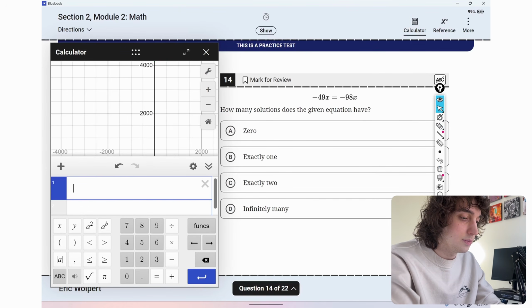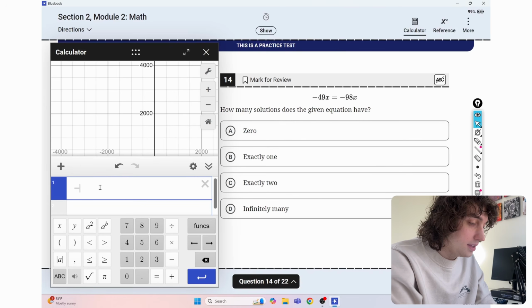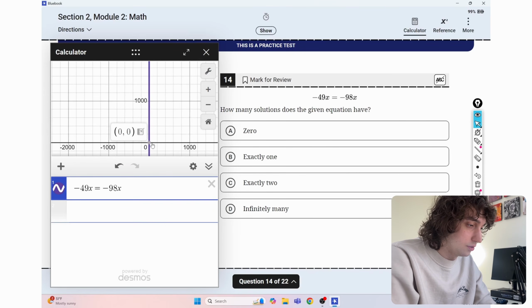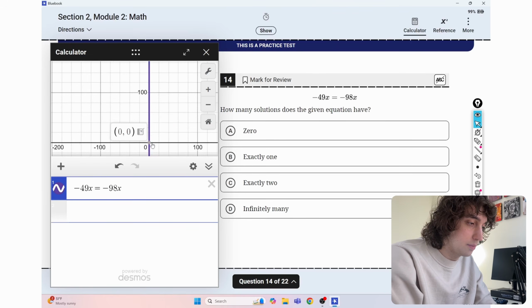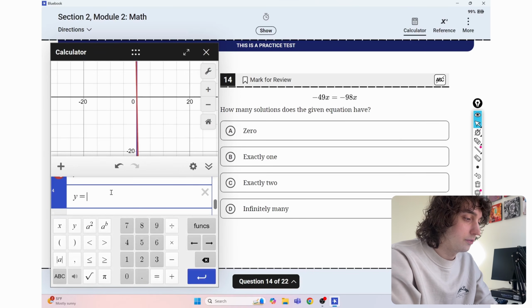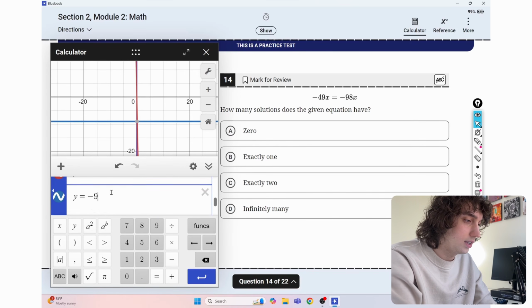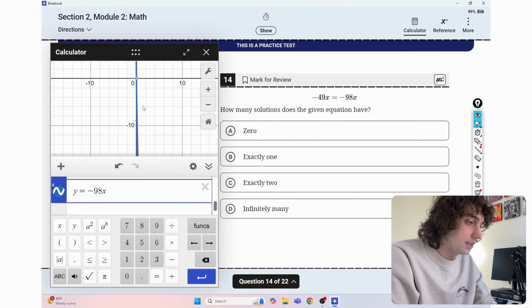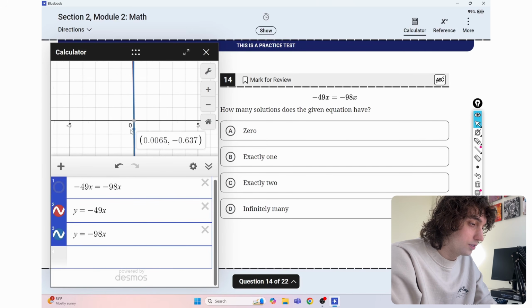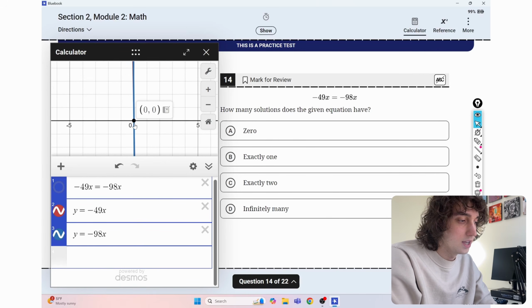So you can go into Desmos and you can type in the equation, negative 49x equals negative 98x, and we see a single solution at x equals 0. Would you look at that? That's exactly what we thought would happen. But another way of thinking about this is you can break it down into a system of equations where we have the left-hand side as one line and the right-hand side as another line. And sure enough, we see the same exact conclusion, which is that there's one point of intersection at 0, 0.